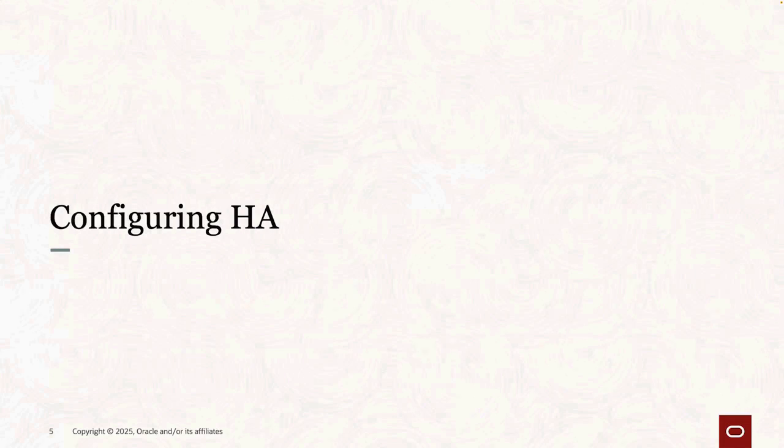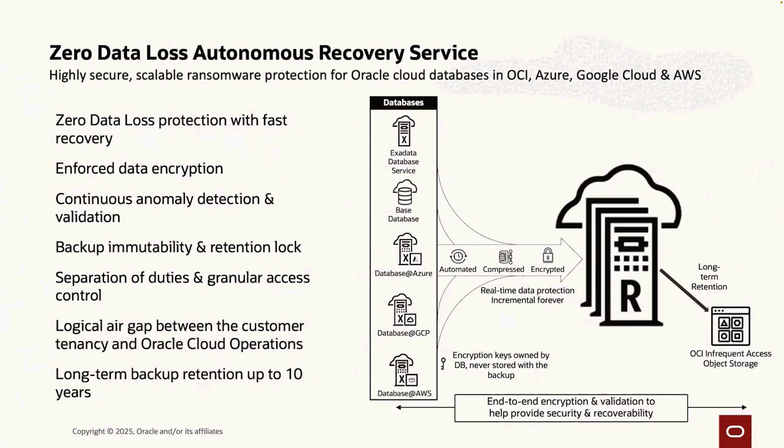So first I'll cover a couple of the details around configuring HA. We have a service available within OCI, the Zero Data Loss Autonomous Recovery Service. This really allows you to very quickly get started with backup configuration for your database environments. It's a solution available for multi-cloud databases as well. So it can be Oracle Cloud, it can be with AWS or GCP, Azure. You can quickly configure backups to minimize any impact of data loss in the event of failure for your environment.